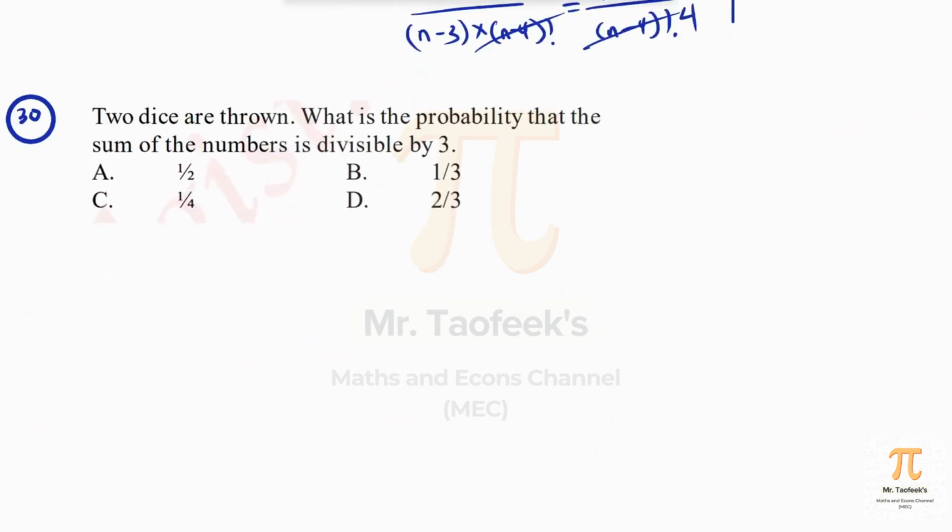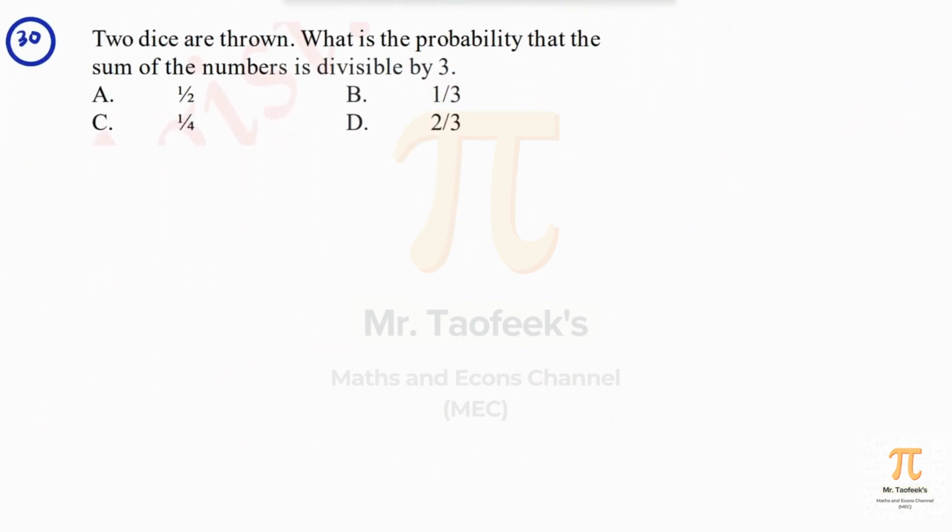And last part of today's question, question 30. We were told in this question that 2 dice are thrown. What is the probability that the sum of the numbers is divisible by 3? So when 2 dice are thrown, you have to just quickly think about all the possible outcomes that we can have. So you can quickly draw your sample space diagram.